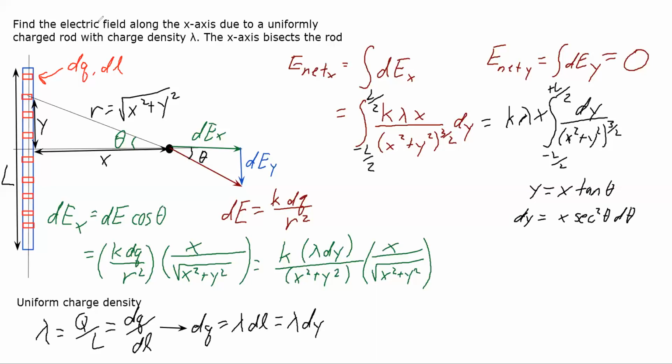But what you would get after you do all that is E net x. Remember, it's all in the x direction here. It would equal k lambda, right? There are our constants out in front. And as a result of integrating, you will have y over x times the square root of x squared plus y squared. And then you have your limits.